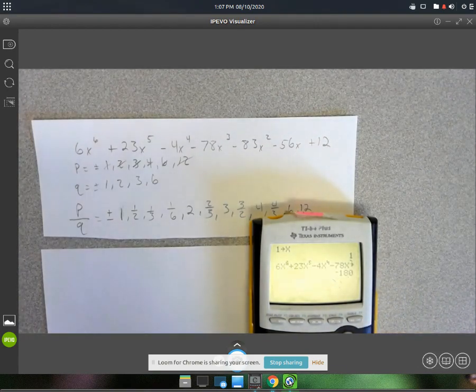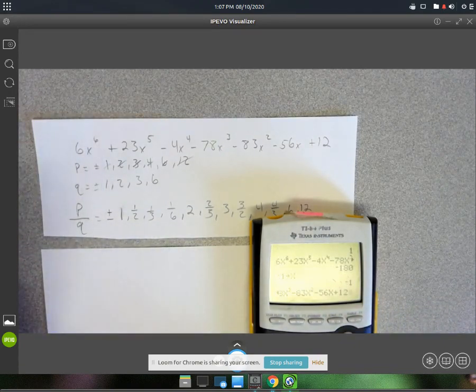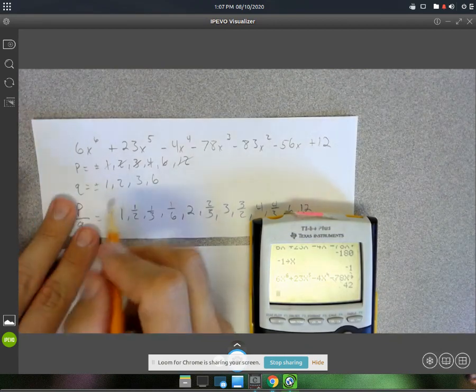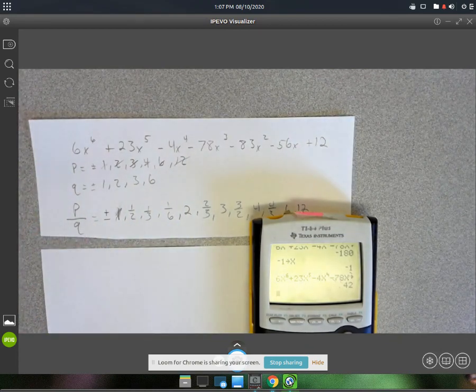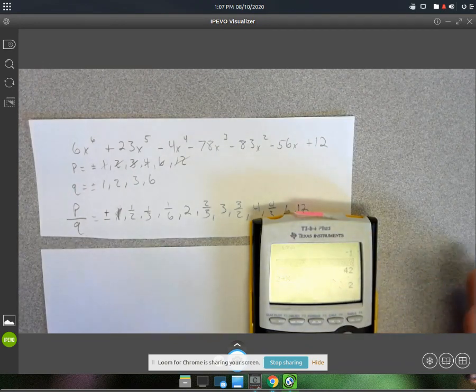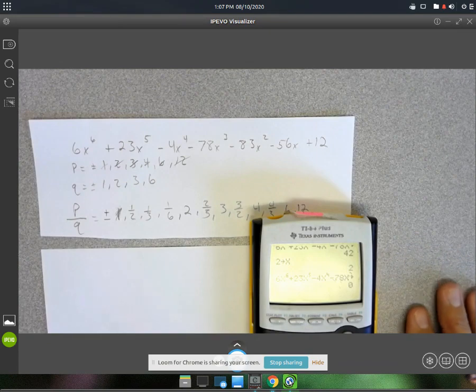Let's try negative 1, store to x. Then we'll plug in that exact same expression, and we do not get 0, unfortunately. So that means 1 will not work ever, no matter what we do. So let's try 2. 2 store for x. Then we'll evaluate this. Oh, and it does give us 0, and that's what we wanted.